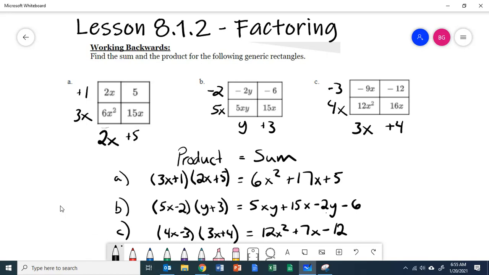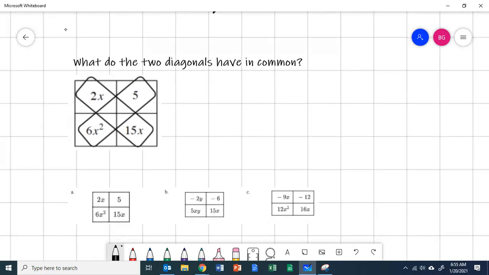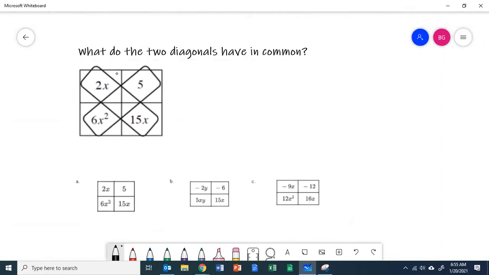So this is kind of what we're going to be doing today. We're going to be working from the sum and we're working backwards to this product. All right, so we're going to be working backwards now. That's what factoring is going to be. So before we can move on though, I want you to pause the video and just focus on this one up here.